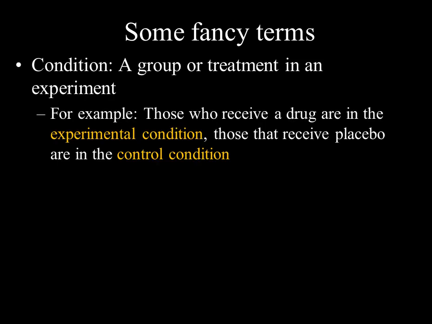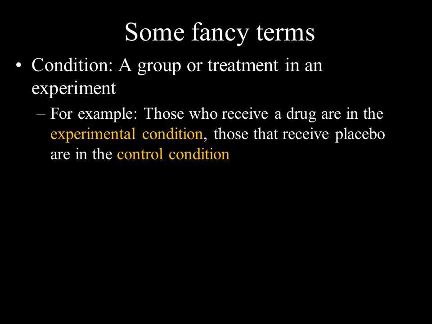Now, I've been throwing around this term loosely before with the hope that I may have explained it in the past, but I'm a little bit embarrassed to say that it comes up in the book here. And that is condition. And a condition is a group or a treatment that you have in an experiment. So imagine that you're doing a drug trial. Those that receive the drug are called the experimental condition. Those that do the placebo are the control condition.